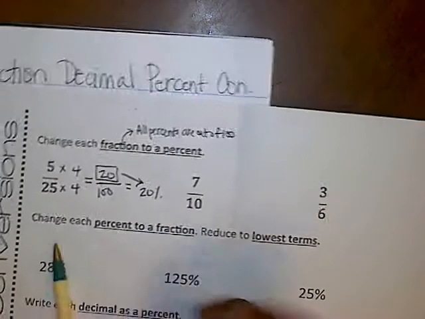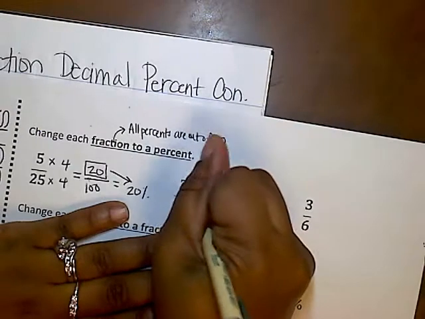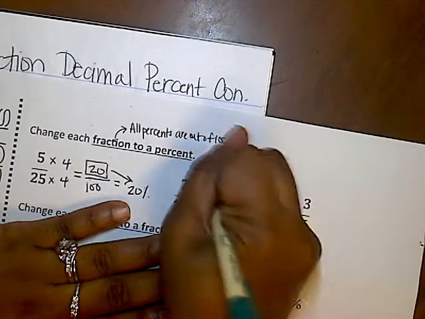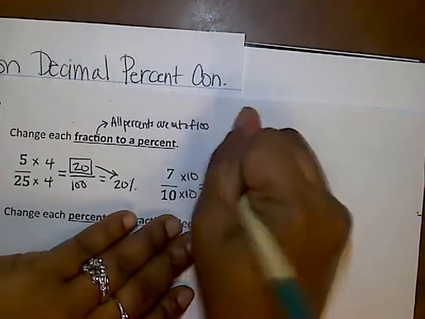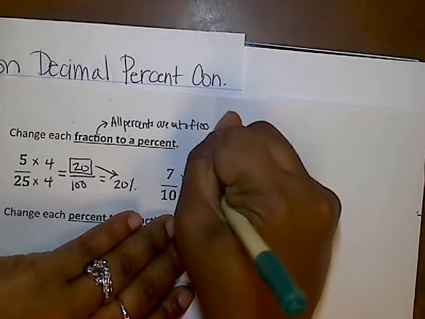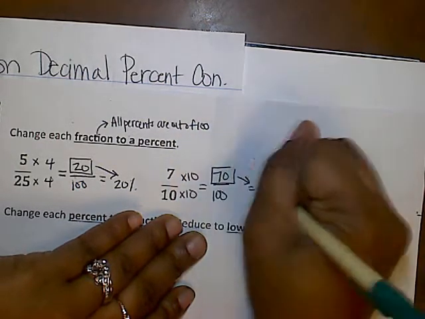So we know we're just taking this 20 here, and it's becoming 20%. Can I turn 10 to 100? I sure can. I can multiply by 10. So here, I'm just going to move my paper like this. You have 70 over 100. We just take that and make it 70%.